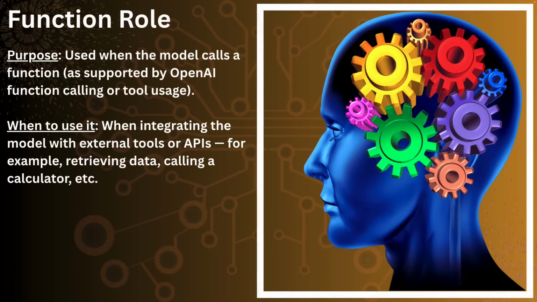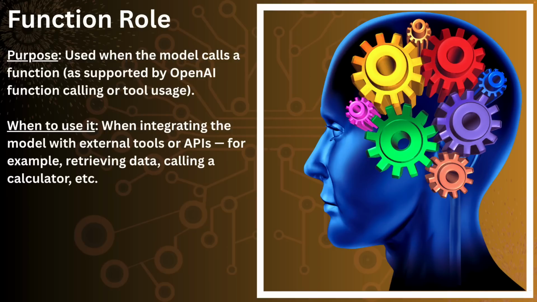The purpose of the function role is that it is used when the model calls a function, as supported by OpenAI function calling or tool usage. And I will also give you an example that we saw together. You use it when integrating the model with external tools or APIs, for example, retrieving data, calling a calculator, and so forth. One example is when we asked the model about the weather, and it was not able to give us a response.